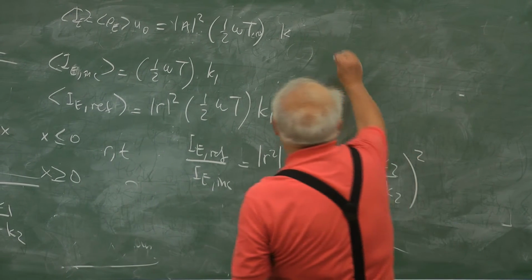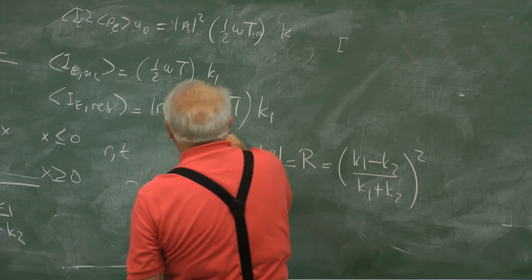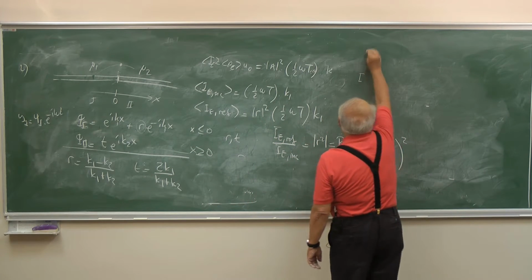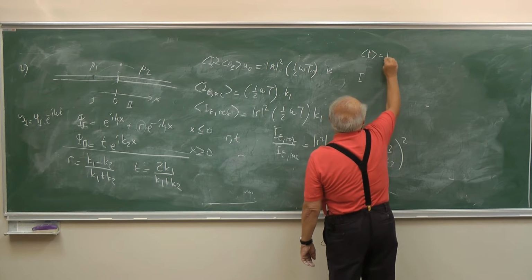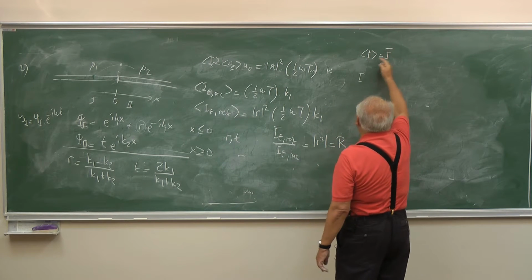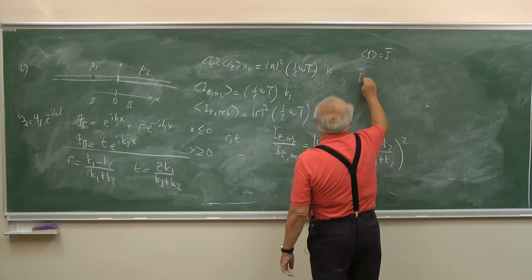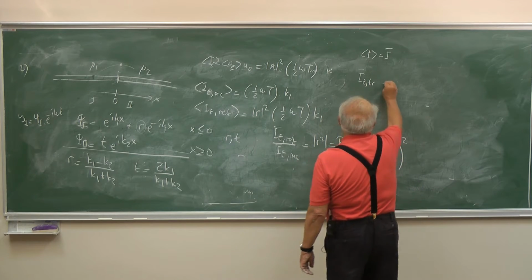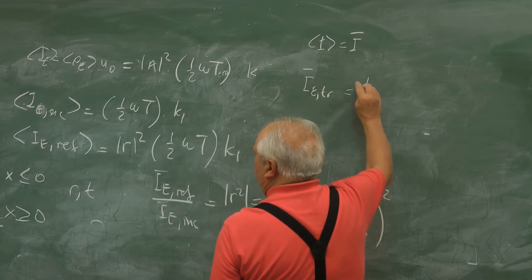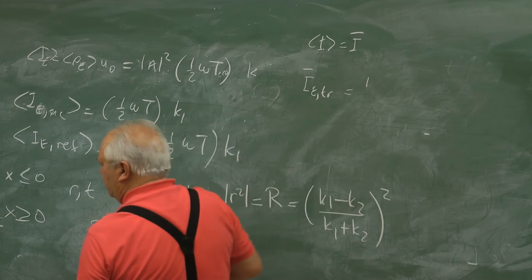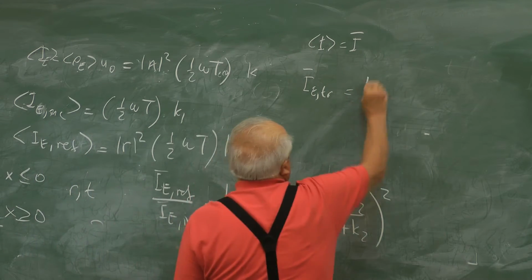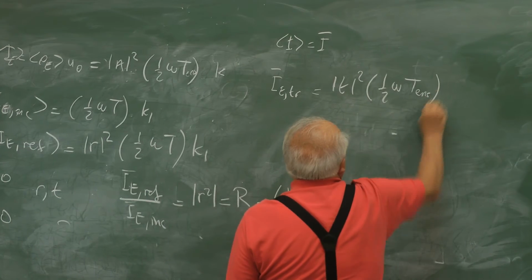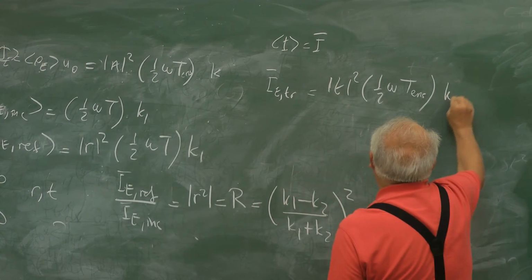Let's look at the IE. These are all time averages. Let me just, to shorten notation, put a bar. I is equal to I bar. This is shorter to write. So I bar E transmitted is equal to the coefficient square, absolute square, that's T absolute square, times 1/2 omega tension times K2.